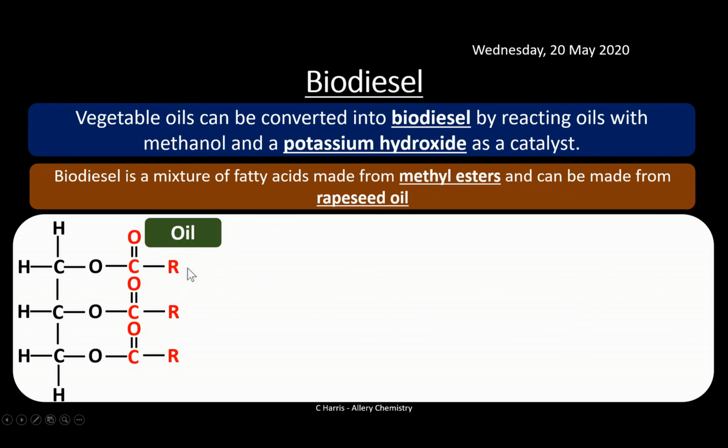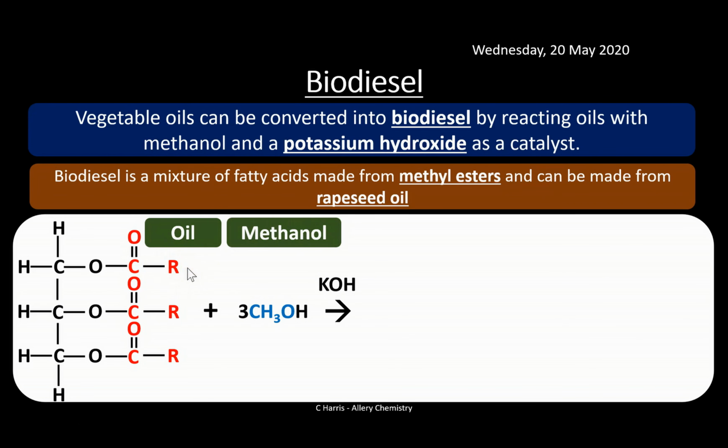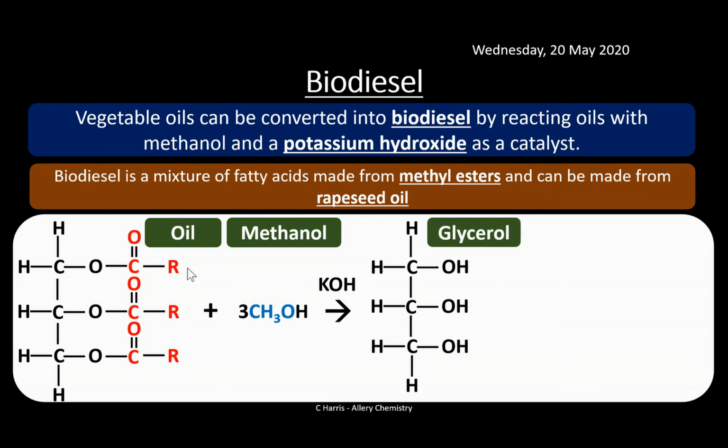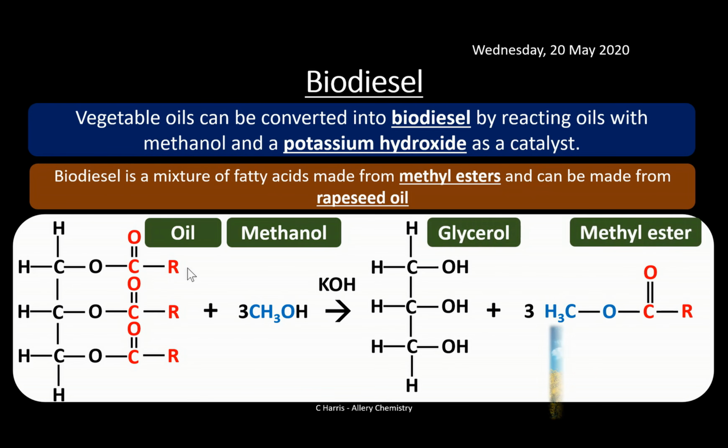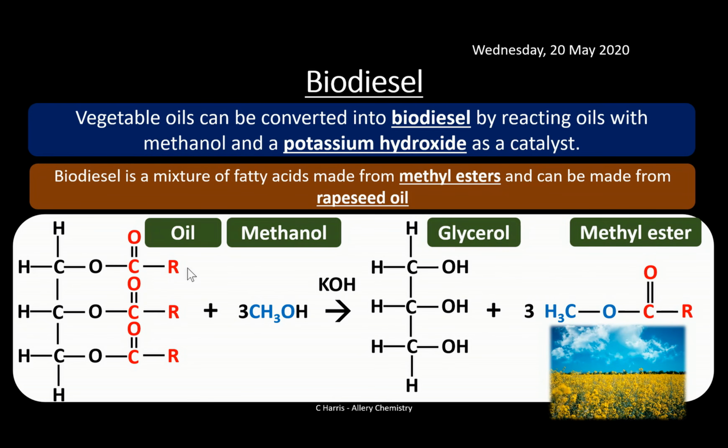Okay. We're then going to react that with some methanol. We've got 3 molecules of methanol, and we're going to use potassium hydroxide as our catalyst. And then we form glycerol. There's our glycerol there. And obviously we're going to form methyl ester. This is our ester here. Now that ester is actually our biodiesel, and that's what we're then going to use to power a car with.